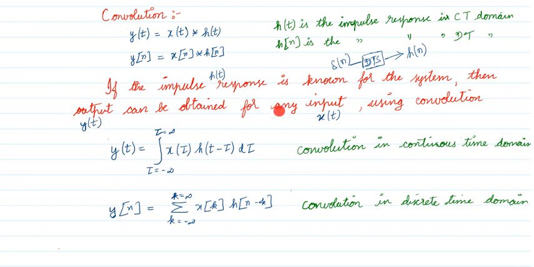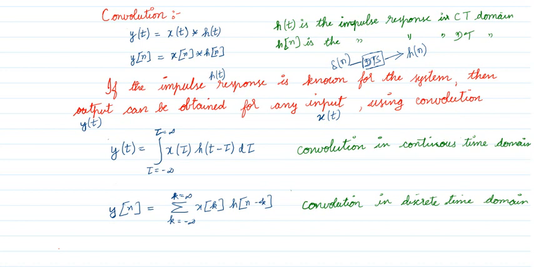can be obtained for any input. Input can be x of t or x of n, using convolution. So if you know the impulse response, you can find the output for any input by using what method? Convolution operation or convolution method. That is why we are very much interested in finding the impulse response. Once we know the impulse response, we can easily find out the output for any input.